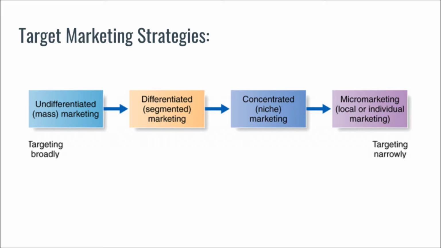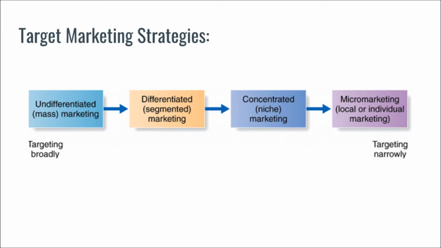You might have differentiated marketing, which is where you divide up your market into different segments and then target them. For example, Unilever has a product called Dove targeted at women, while Axe is targeted at men.